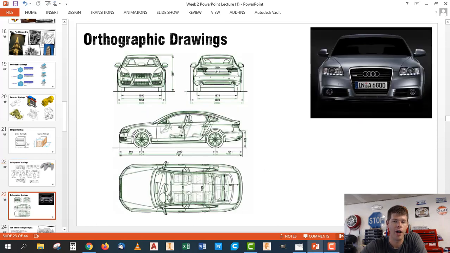You can do this with other objects also. For instance, here's an Audi. You can see the same thing there. We can do these multi-view drawings for a car also and try to describe it a little bit better.